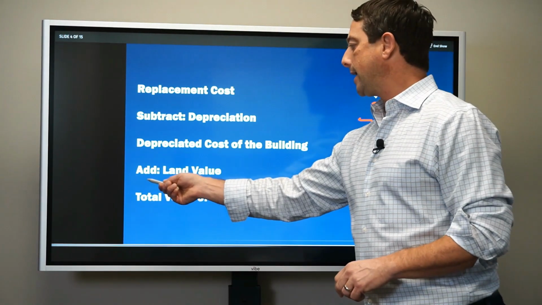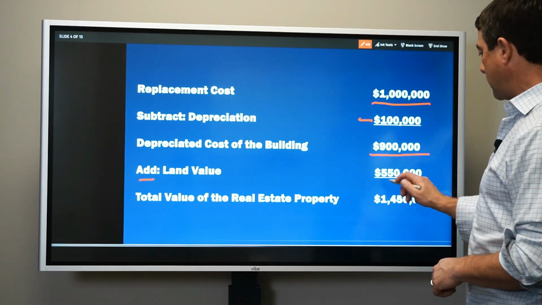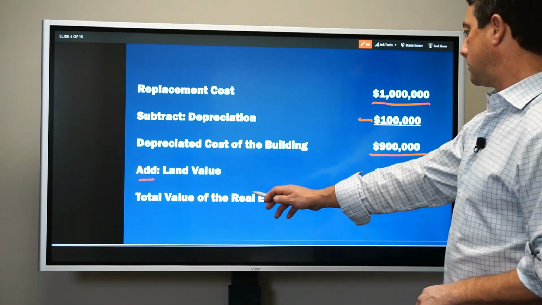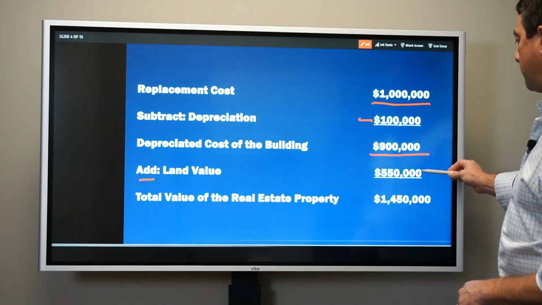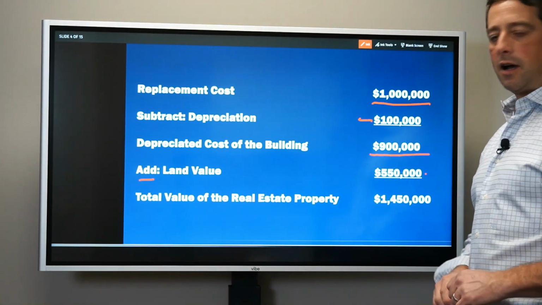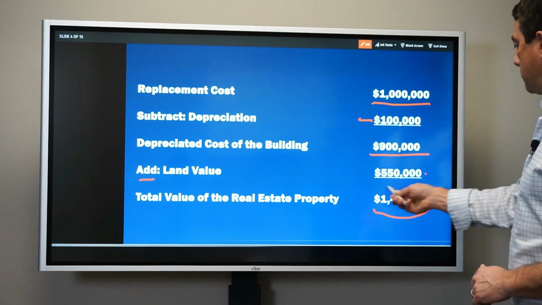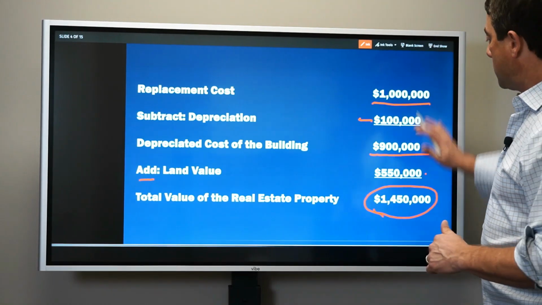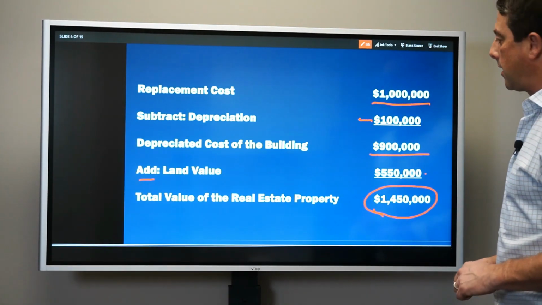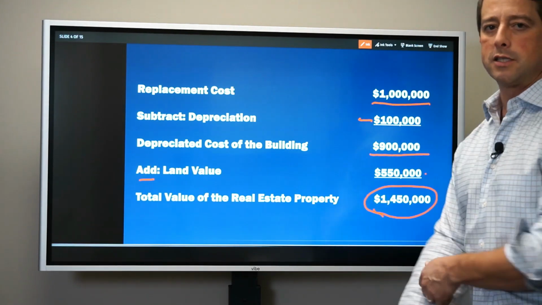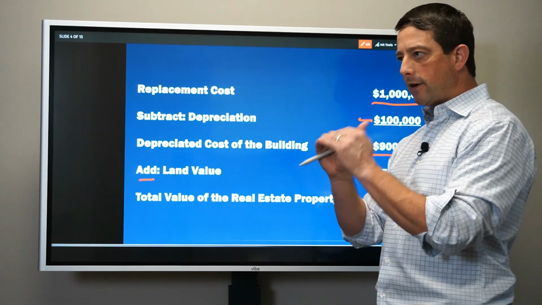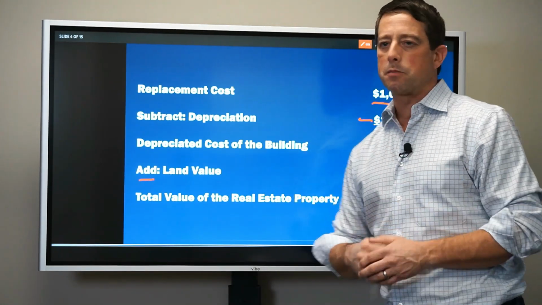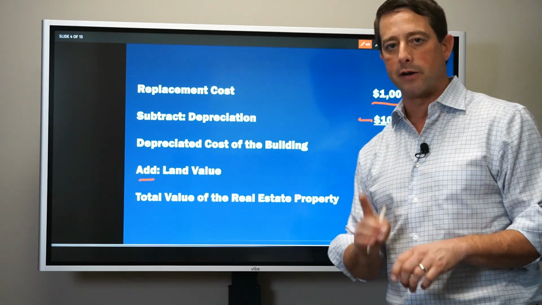Then we're going to add back the land value, and that brings us up to the total value of the real estate property. So we have the land value of $550,000 plus our $900,000 valuation, which gives us a total of $1,450,000. Right, 1.45 million is what we would have here. So that's just a quick math example of how replacement cost is used. Again, it's more of an acid test or a gauge for looking at prices in the market, not something you're probably going to do very regularly.